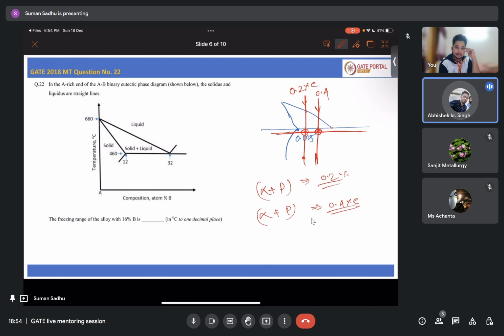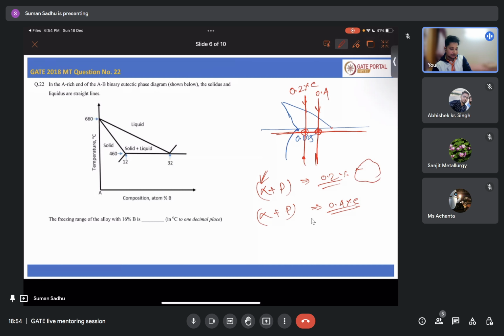Phase fraction. Upper light also. Yes, the fraction of perlite and the fraction of alpha will be different. Anything else will be different? No, right? The composition of alpha will be the same for both microstructures, right?